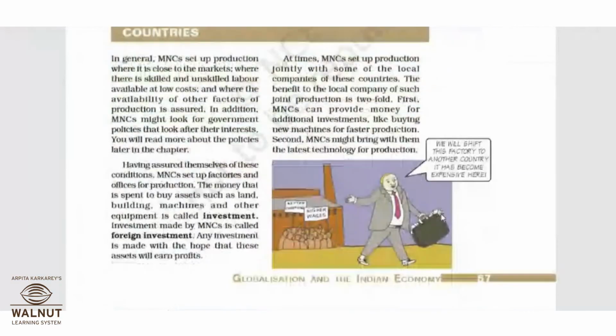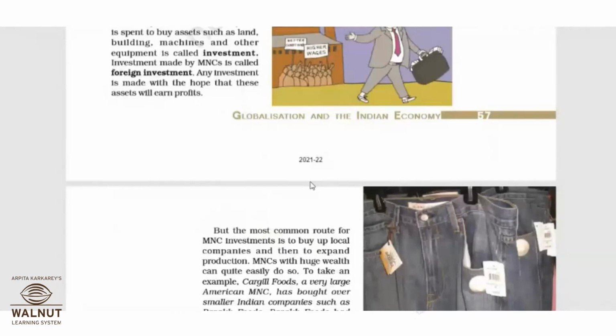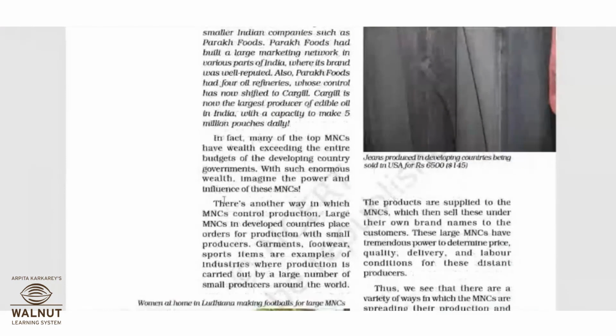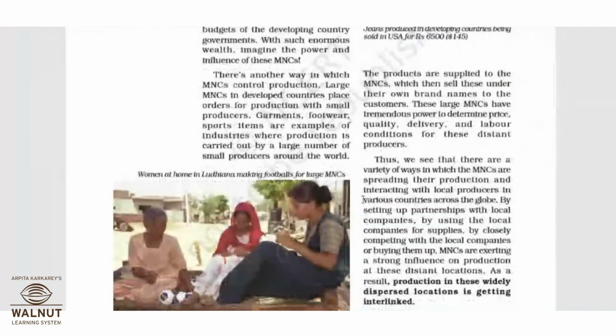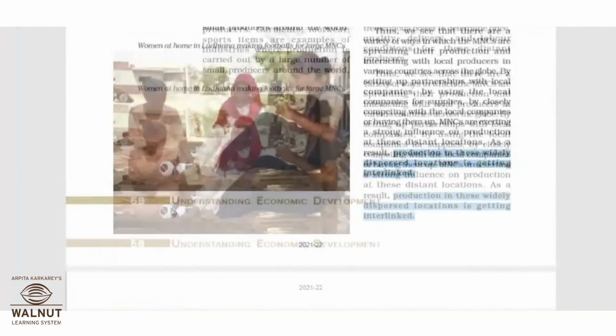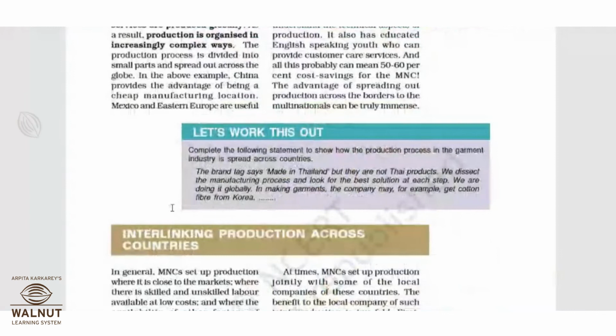Are you understanding what is a foreign investment? See here, any investment that is made with the hope of the assets that it will earn profits is called as a foreign investment. Okay? Have you understood this? Then what I was talking of here is they take over. So production is generally dispersed at dispersed location and thus it is getting interlinked. Have you understood all the important points that we have discussed till now?